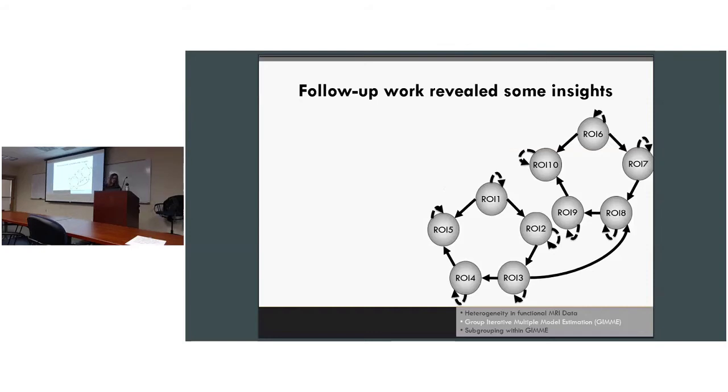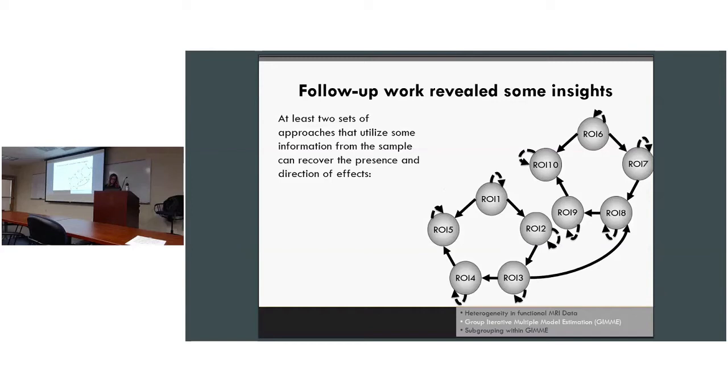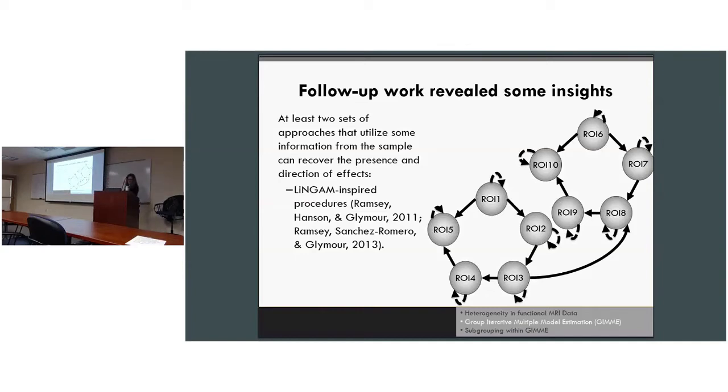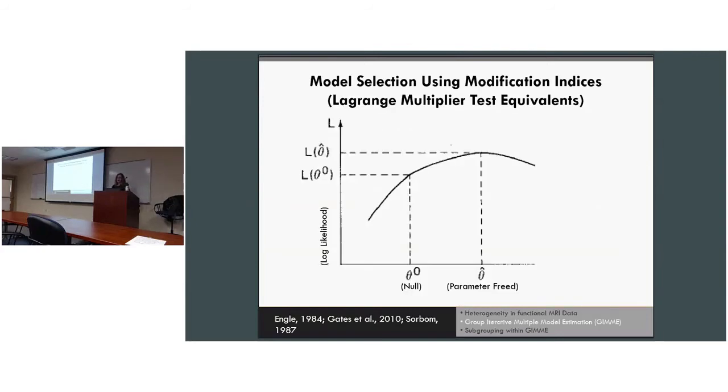First off, here at CMU, of course, the LiNGAM-inspired approaches have done excellently well, and I was amazed last night to hear from Joe that he can now scale it up and do it at the voxel level. So I continue to be in awe. And then we developed a little approach, group iterative multiple model estimation, which is able to come up with both the presence and the directionality of effects. And so I'll show you here how we are doing that.